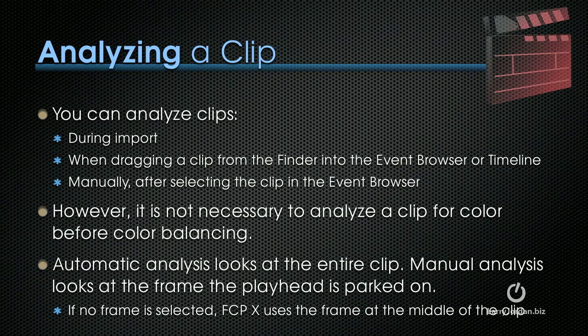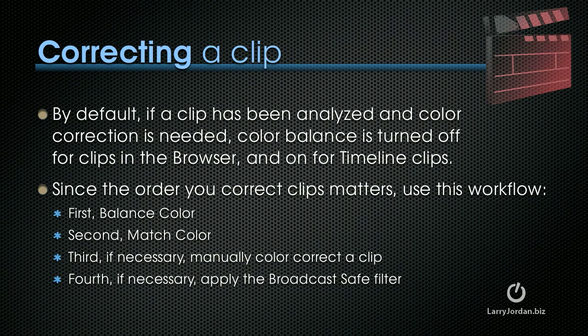Keep in mind that it is not necessary to analyze a clip for color before color balancing. You see, automatic analysis looks at the entire clip. Manual analysis looks at the frame the playhead is parked on, and if no frame is selected, then Final Cut uses the frame at the middle of the selected clip. By default, if a clip has been analyzed and color correction is needed, color balance is turned off for clips in the browser and turned on for timeline clips.